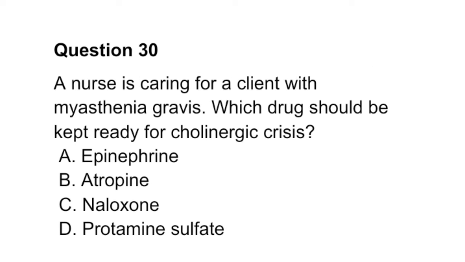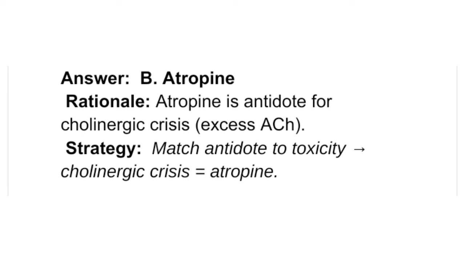Question 30. A nurse is caring for a client with myasthenia gravis. Which drug should be kept ready for cholinergic crisis? A. Epinephrine. B. Atropine. C. Naloxone. D. Protamine sulfate. Answer: B.